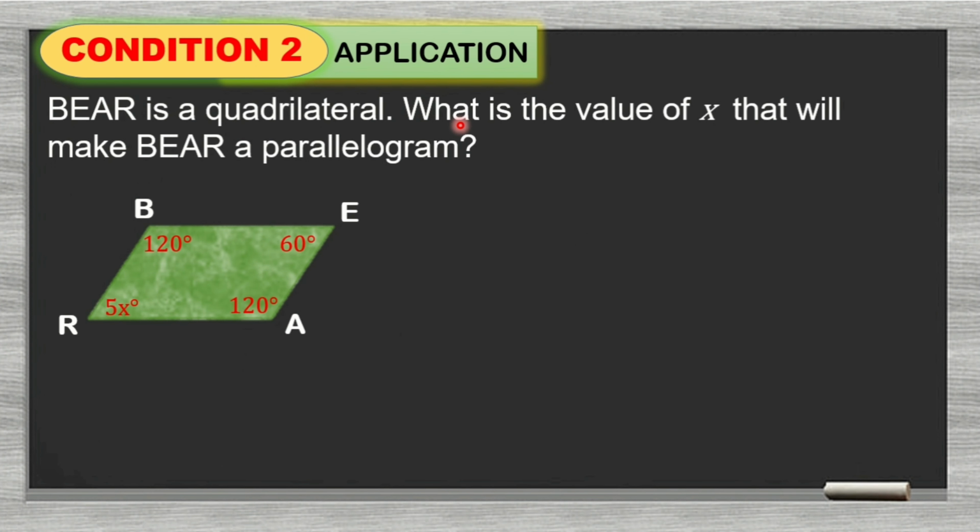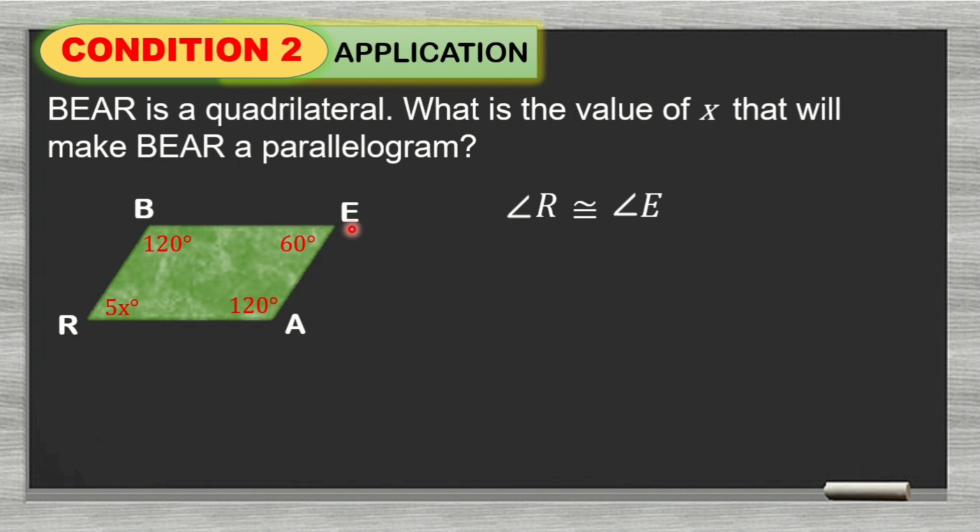BEAR is a quadrilateral. What is the value of x that will make BEAR a parallelogram? So, ngayon naman ay may variable na involved. So, ganun pa din, copy muna natin yung angle na may unknown, which is yung angle R. So, nandito kasi yung x sa angle R, kaya ang isusulat muna natin ay yung angle na yun. So, angle R, ano yung congruent angle niya? Of course, yung opposite angle niya, which is angle E.